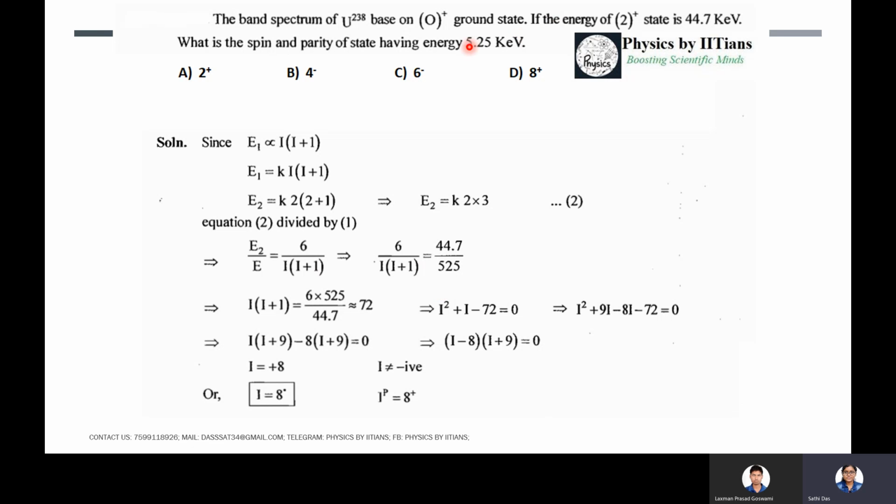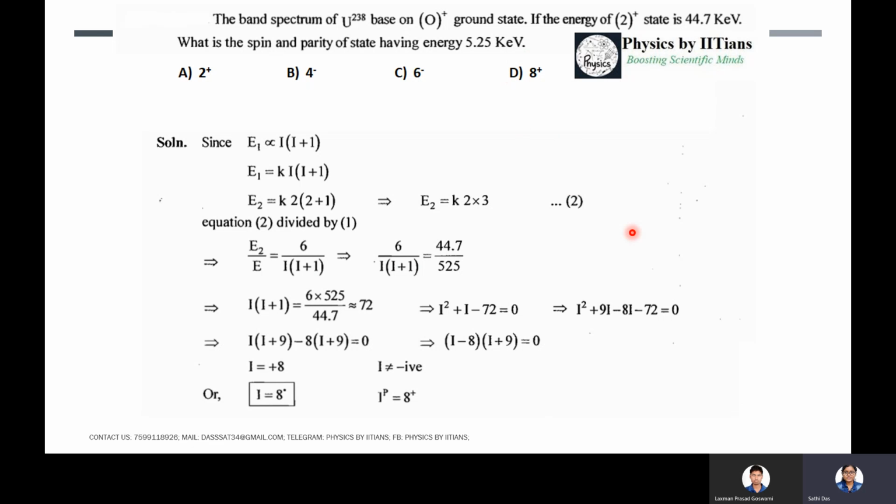Okay, the energy here is 525, not 5.25 with a point. This is 525. This is the ground-state-related 44.7. So this higher state has energy 525. So compute this value, calculate. You will get I equals 8. Now I cannot be minus 9. I cannot be negative in this collective model. So the spin is positive and this is plus 8. So ignore the 5.25 value. This is 525 keV.